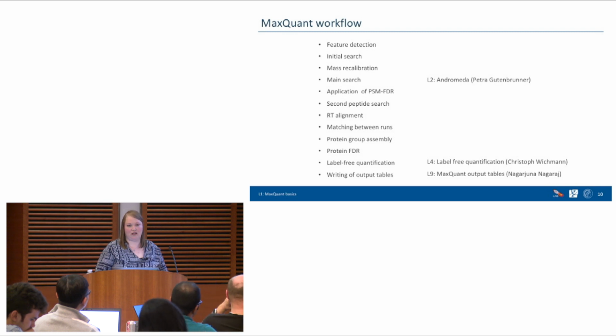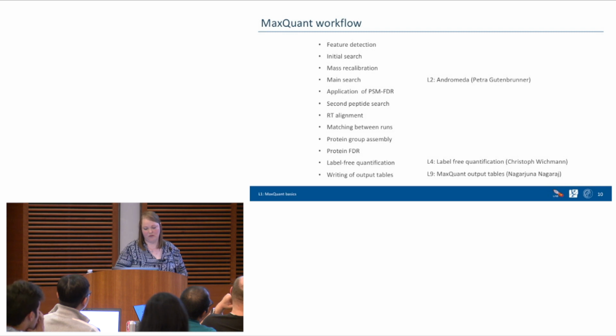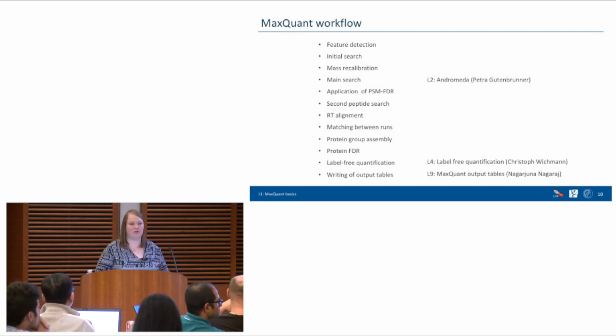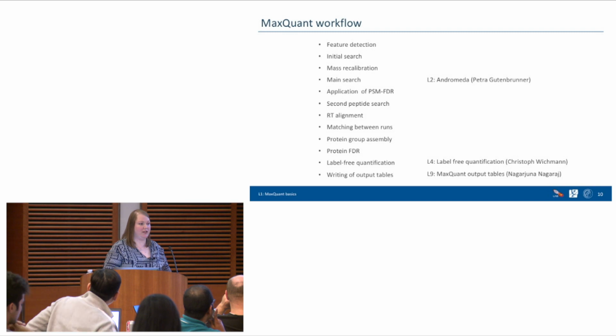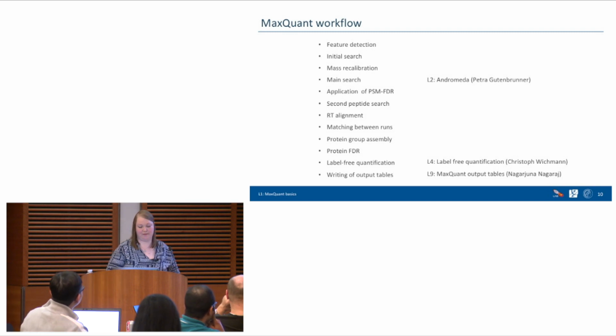And then we do the initial search, and the purpose of the initial search is that we collect recalibration points to do the mass recalibration. What the mass recalibration does is that it gets rid of the systematic errors. After we have corrected for the systematic errors, we have high mass accuracy, where we can start the main search, where we try to identify all the MS2 spectra.